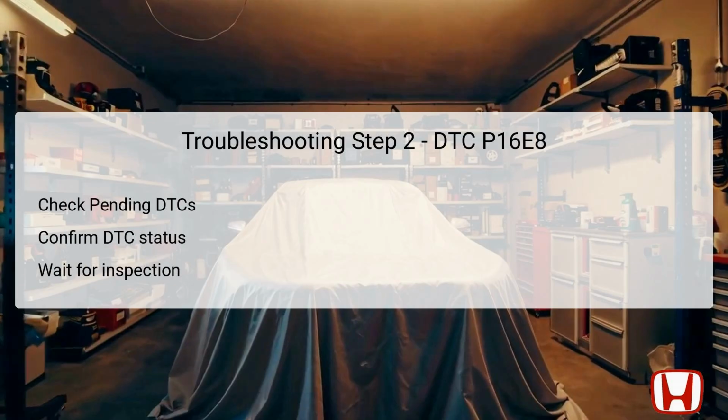In troubleshooting step 2, the technician needs to check for any pending or confirmed diagnostic trouble codes using the Honda Diagnostic System. The system will display whether DTC P16E8 is still present. If P16E8 persists, further diagnosis is required. However, if it is not indicated, it suggests that the issue might be intermittent, and thus the overall system could be functioning correctly at that moment.